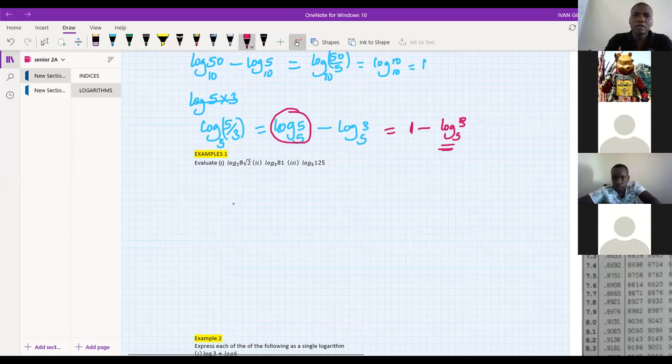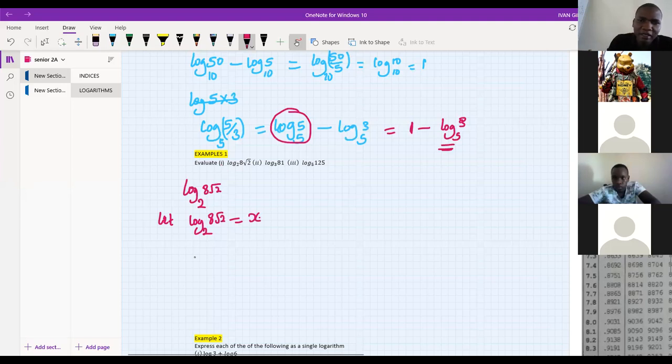Now this part here, Roman number 1, they want you to evaluate log of 8 root 2 base 2. There are two ways we can answer this question. The very first one, we can use the definition of logarithms, and we say let the log of 8 root 2 base 2 be the same as x. Now, if it is x, we're simply saying 2 to the power of x is the same as 8 root 2.